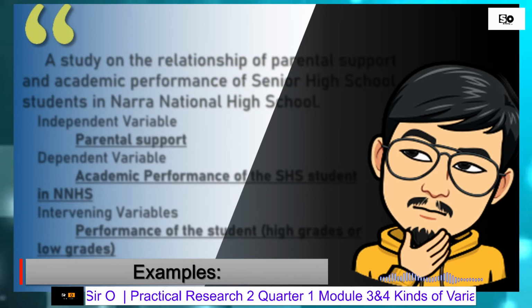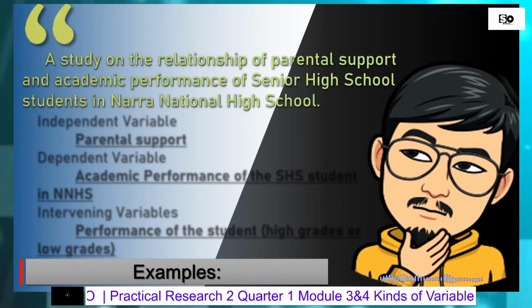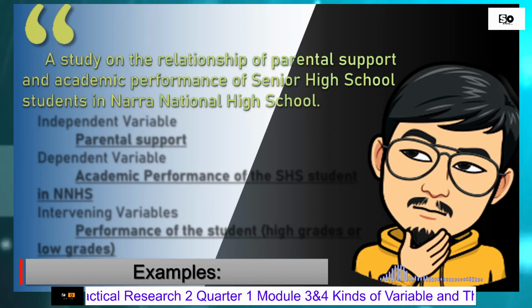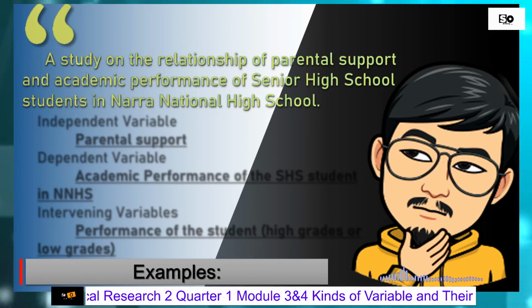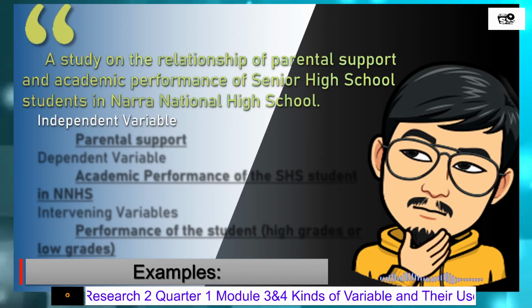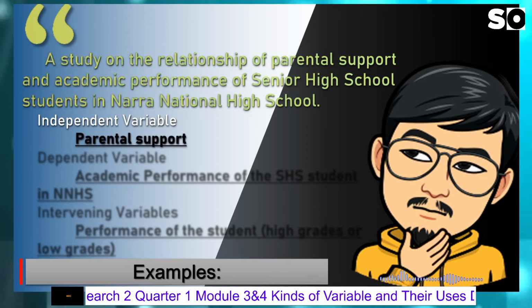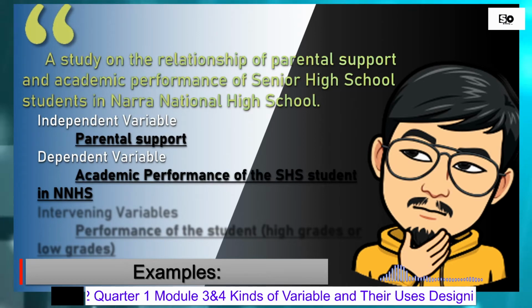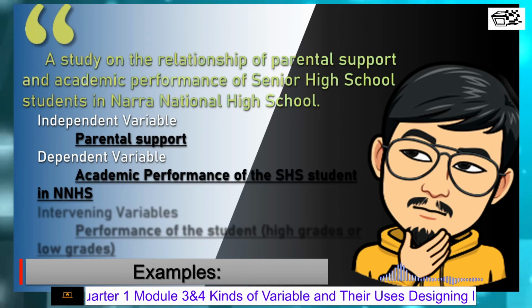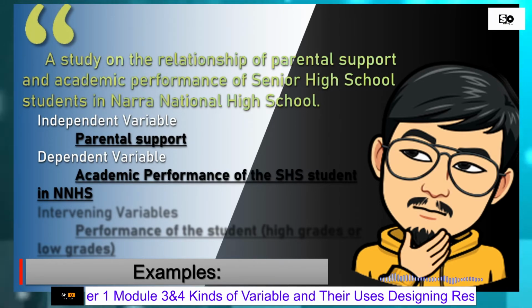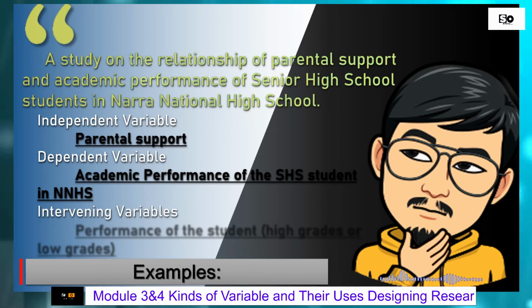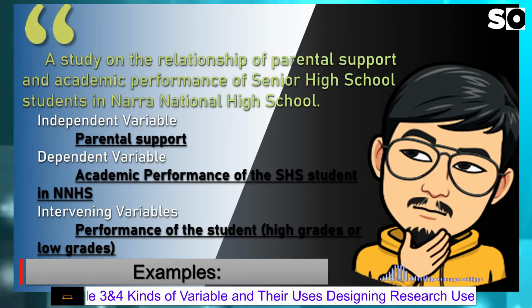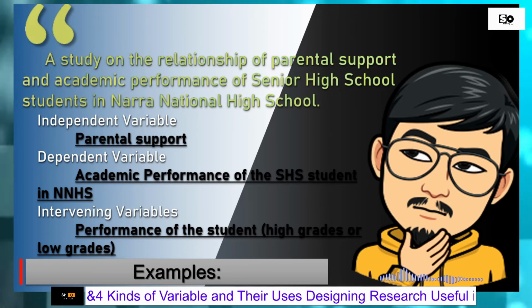Example number 2. A study on the relationship of parental support and academic performance of senior high school students in Nara National High School. The independent variable is the parental support. Dependent variable is the academic performance of the senior high school student in the Nara National High School. The intervening variable is the performance of the student, having high grades or having low grades.